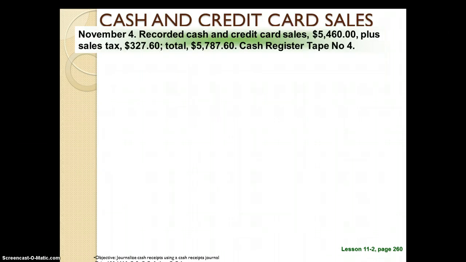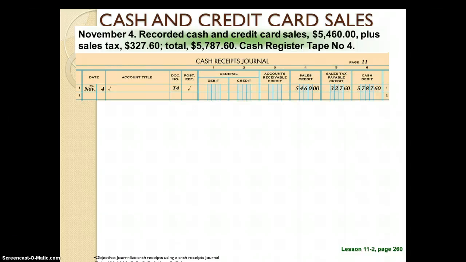So we want to see what that actually looks like in our cash receipts journal. So this is the same transaction, and this is what it looks like in our cash receipts journal. So one thing that I noticed you guys are forgetting a lot is you're forgetting to write the page number. So if you look up here in the right-hand corner, this is page number 11 of our cash receipts journal, and it's a new page. We know it's a new page because it's on line 1.